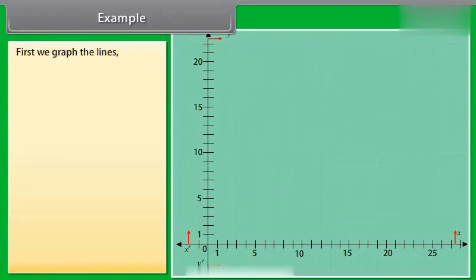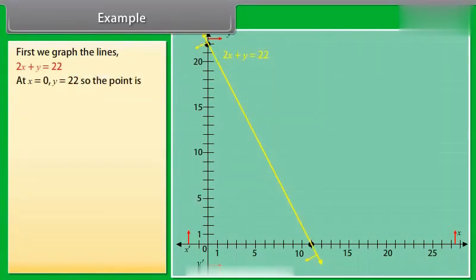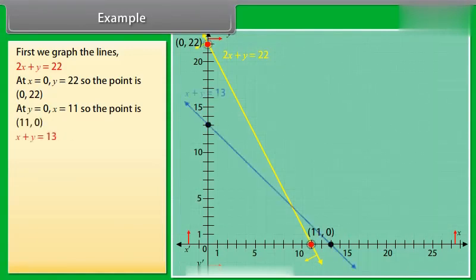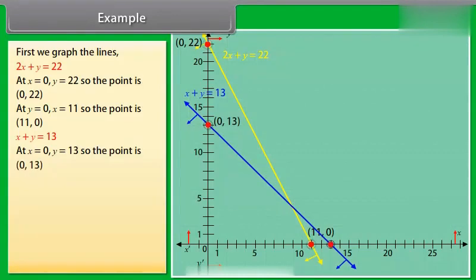First, we graph the lines as follows. 2x plus y is equal to 22. At x is equal to 0, y is equal to 22. So, the point is (0, 22). At y is equal to 0, x is equal to 11. So, the point is (11, 0). x plus y is equal to 13. At x is equal to 0, y is equal to 13. So, the point is (0, 13). At y is equal to 0, x is equal to 13. So, the point is (13, 0).